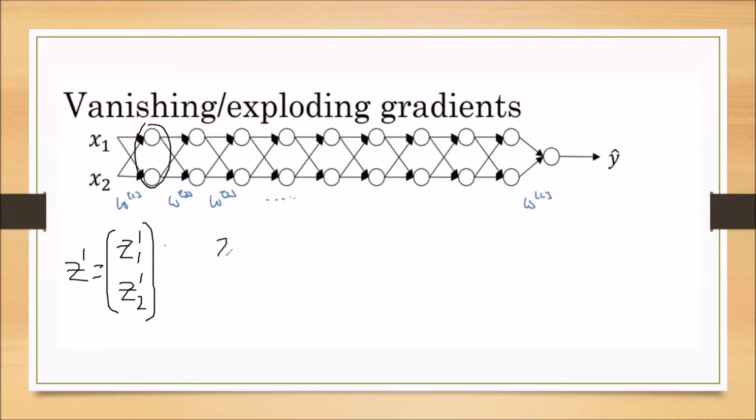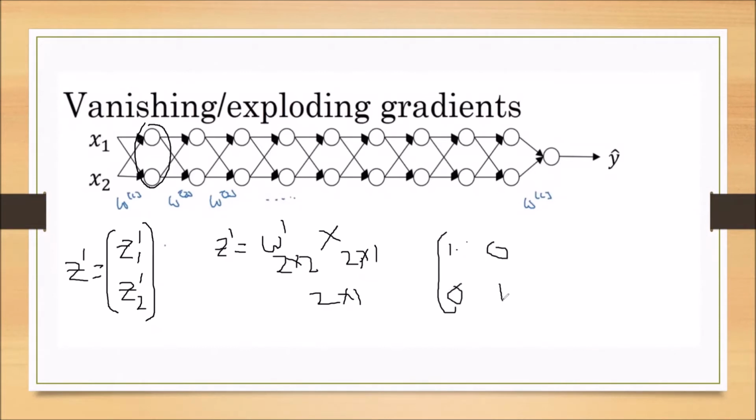Because this is the first layer, I am using Z superscript 1. Now to find this Z1, we are using W1, whose matrix size is 2 by 2, and we are multiplying this W1 with X. The matrix size of X is 2 by 1. So we are multiplying a 2 by 2 matrix with a 2 by 1, and the result is a 2 by 1 matrix.